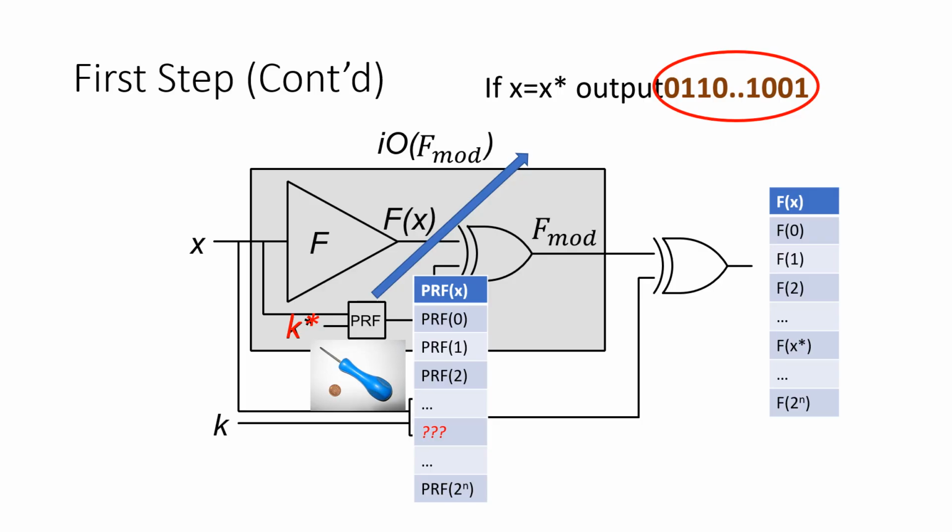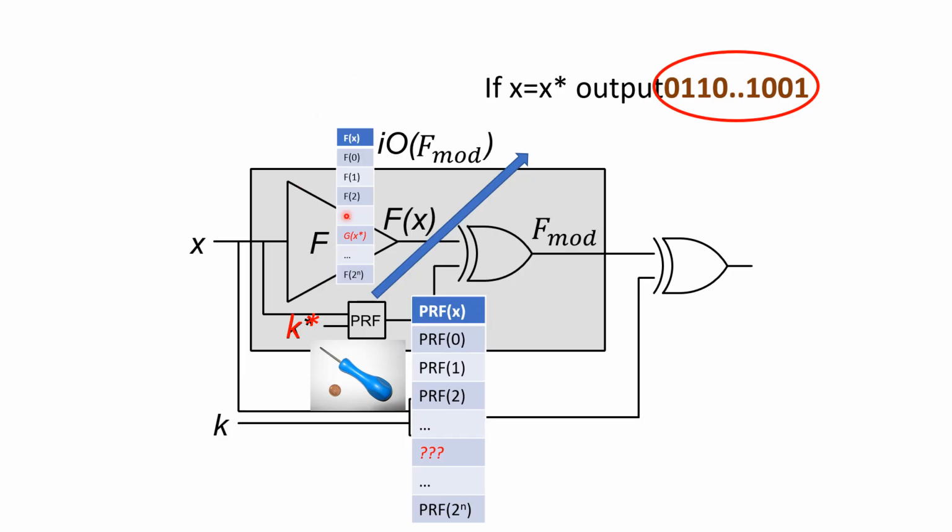Next, we're going to replace this hard-coded value with a freshly chosen random bit string. Now, since this key has been punctured, knowing it does not allow the adversary to evaluate the PRF on the puncturing point X star, and so the true output should remain indistinguishable from a randomly chosen string.